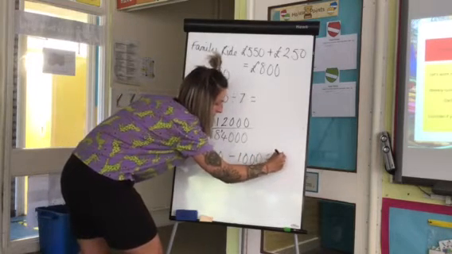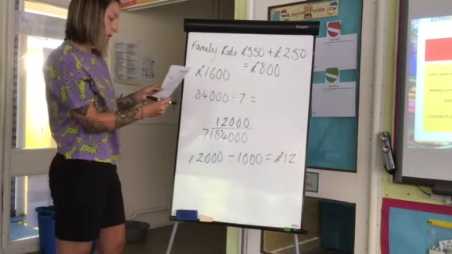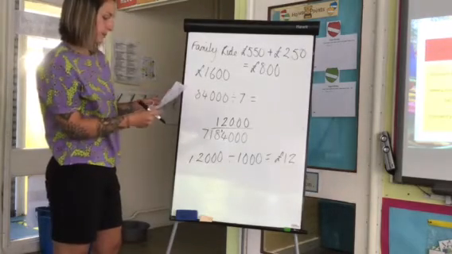And that will give me £12. And as you'll see on your sheet, that's the cost of 1 adult who will visit your theme park.